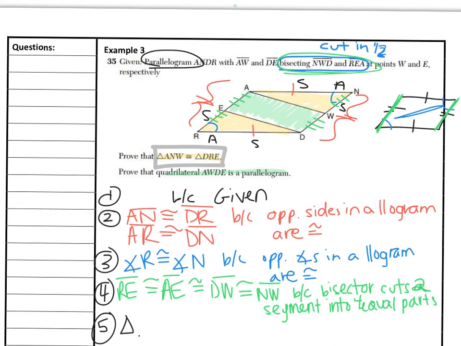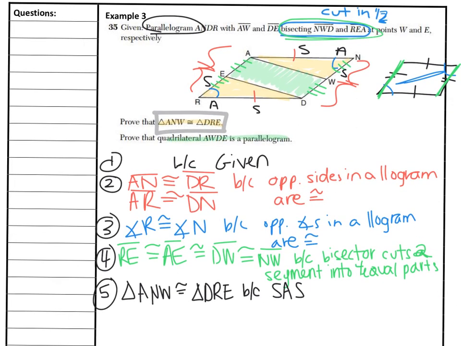And that shows us now that we're about to prove our first proof statement. Triangle ANW is congruent to triangle DRE because of SAS. So we got the first proof statement done. I'm going to put a check mark. I'm going to highlight this whole line because it'll show me that I got the first proof statement done before moving on to the second one.